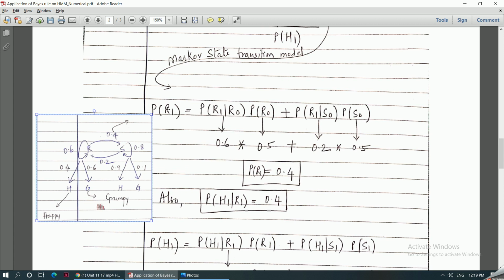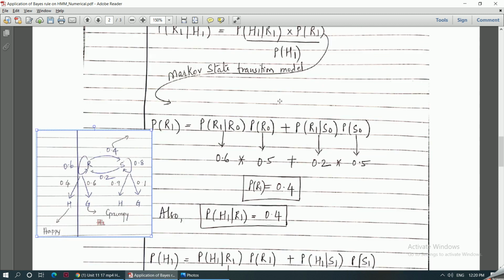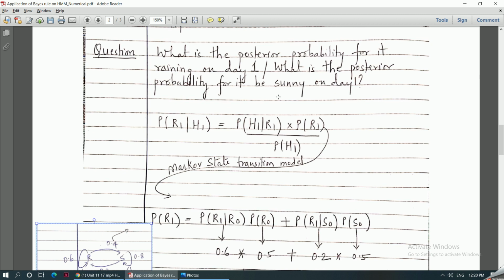On multiplying, you get the probability of it raining on day 1 to be 0.4. Alright, so this value is obtained, which is 0.4. Now, the probability for a person to be happy on day 1 given that it is raining on day 1, if you look over here, we have to find H given that it is raining. It is nothing but 0.4 from your emission probability. So we have obtained this as 0.4 and this as 0.4.